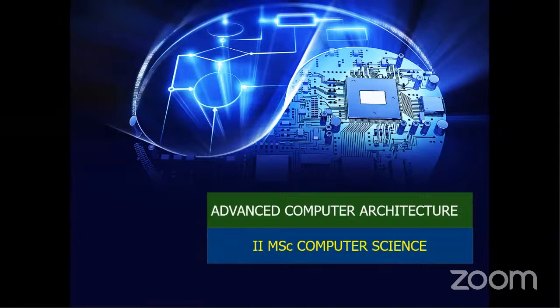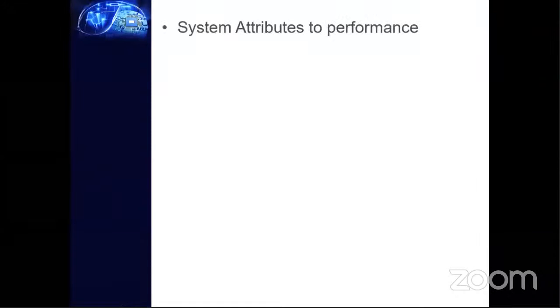Under this paper, Advanced Computer Architecture, now we are discussing the first unit. Under the first unit, we are seeing the fundamental concepts like what is parallelism, what is a parallel computing model, and what are all the types of parallel computers. In the last class, we started system attributes to performance.